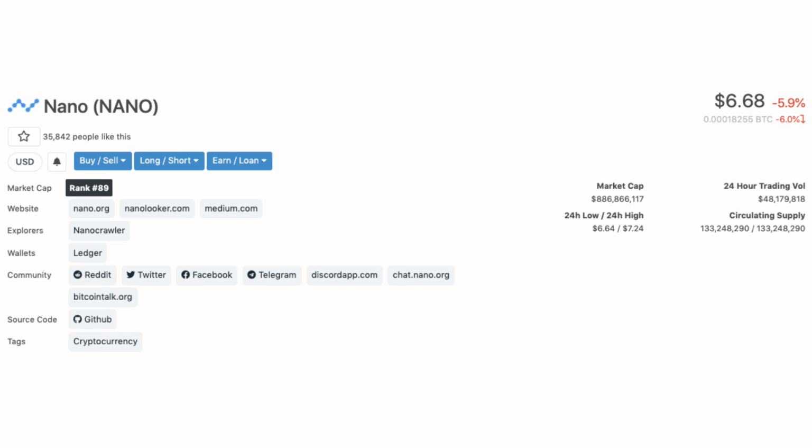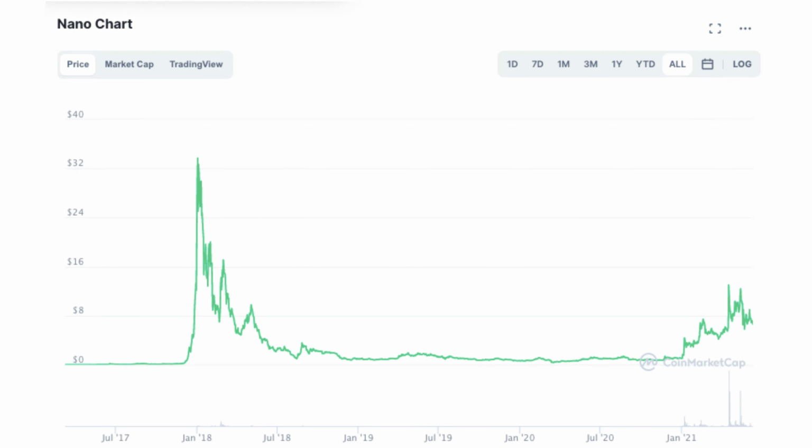So how has Nano performed on the market? Nano is currently the 89th ranked cryptocurrency with a market cap of over $886 million, and currently has a circulating supply and maximum supply of over 133 million coins. Nano experienced significant price changes throughout 2020, whereby its price ranged from lows of $0.35 to highs of $1.38, which was observed in August 2020. These swings in price could have left some Nano coin holders with over 4x returns on investment.